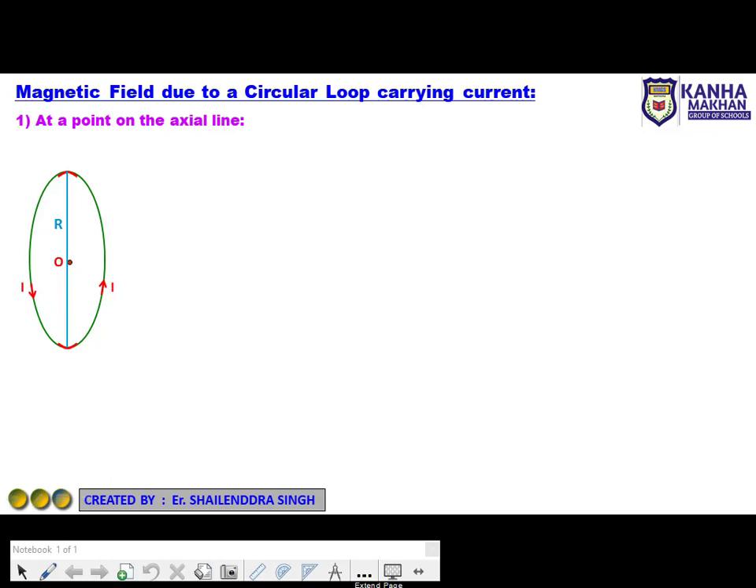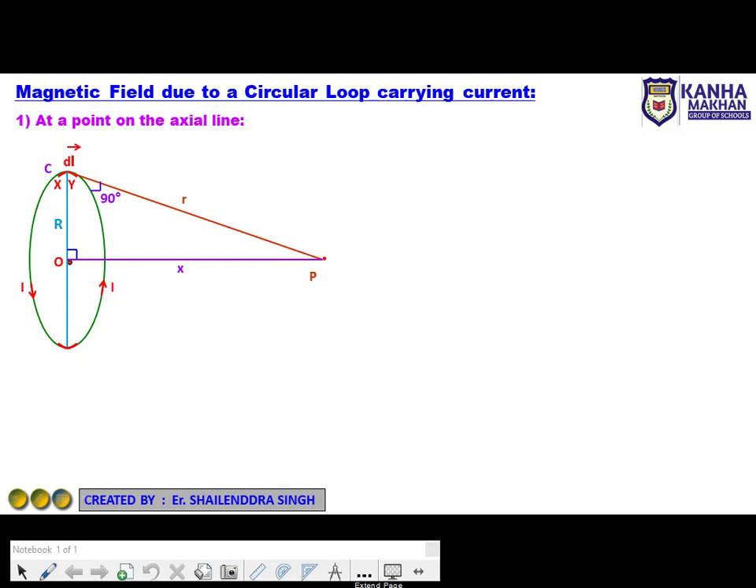Axially, at the point P, we want to find the magnetic field. P is situated on the plane of the screen or board, and the loop is perpendicular to the board. Here x is the distance of the point P from the center of the loop, and small r is the distance of the point P from the loop element where we consider a small length element dl.